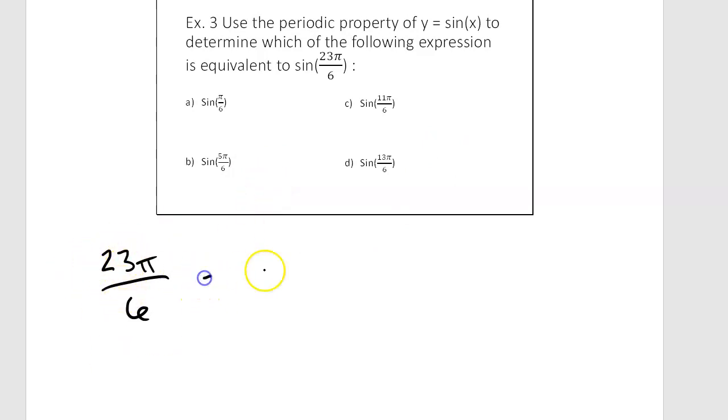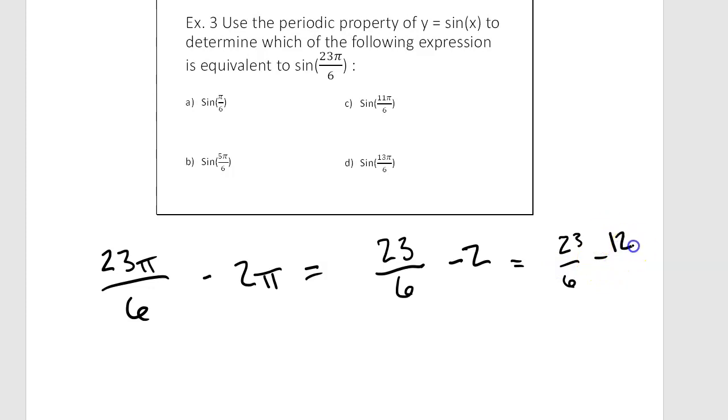23 pi minus 2 pi, because we're trying to find the least non-negative angle, so we're doing a minus 2 pi. We can put that in our calculator as 23, use the ABC button to make it a fraction, and then subtract 2. All we're doing is ignoring the pi for now. So we do 23 over 6 minus 12 over 6, which is equal to 11 over 6. We can add the pi back, and 11 pi over 6 is our coterminal angle.